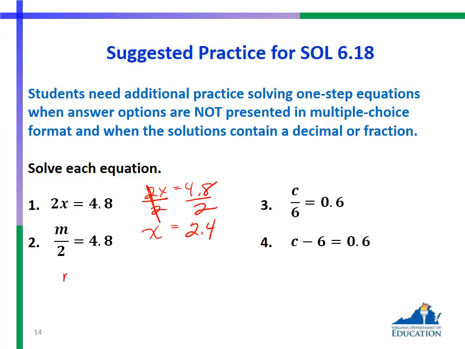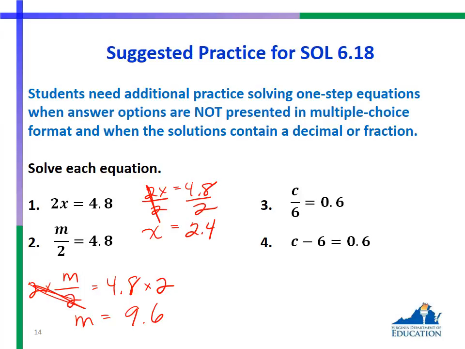For number 2, m divided by 2 gives us 4.8. I'm recognizing that m divided by 2 is division, so the operation that undoes division is multiplication. I need to multiply both sides by 2. The 2's cancel, so I'm left with m being equal to 4.8 times 2, which gives me 9.6.